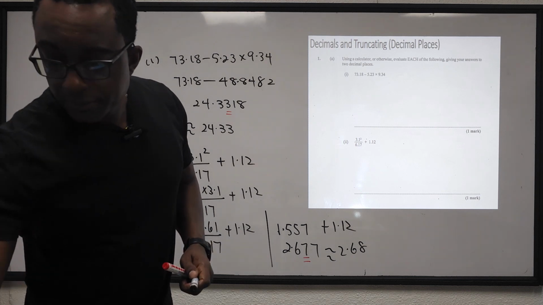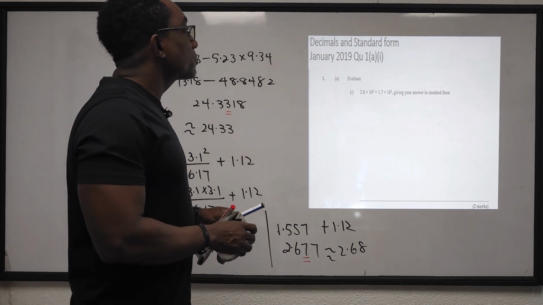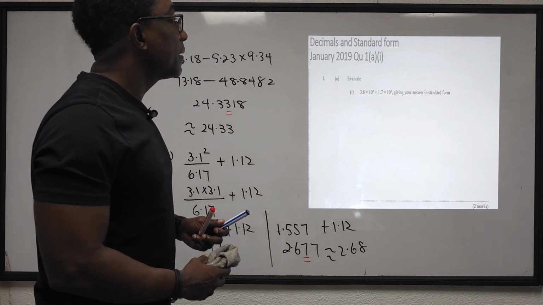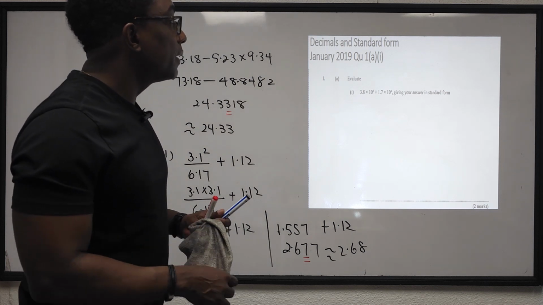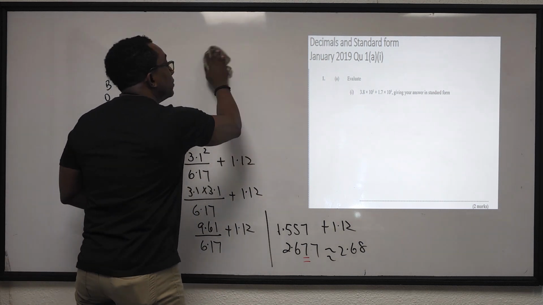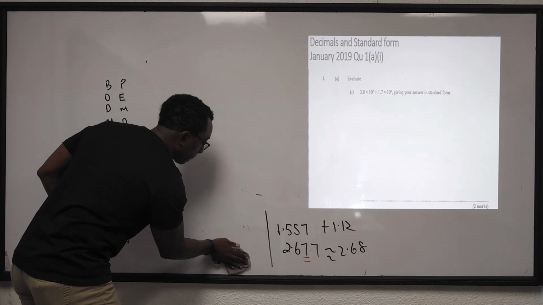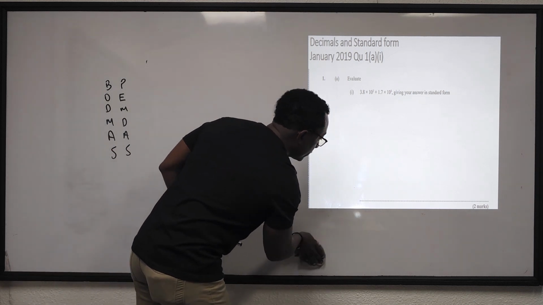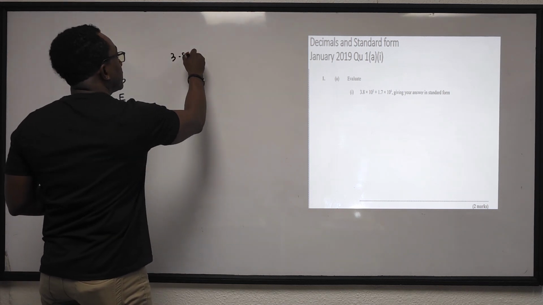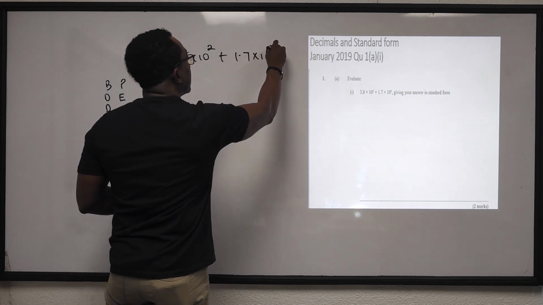Let's move on to the next. They want us to express this number 3.8 by 10 to the power of 2 plus 1.7 by 10 to the power of 3, given your answer in standard form. So let's represent that result of the sum of those two numbers in standard form. So we have here 3.8 by 10 to the power of 2 plus 1.7 by 10 to the power of 3.